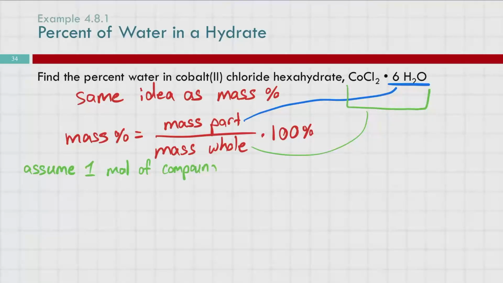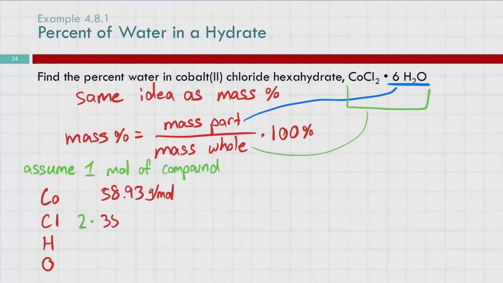These are a little bit more involved because when we're calculating the molar mass, we have to remember to include the 6 waters. The chemicals that we have in this compound are cobalt, chlorine, hydrogen, and oxygen. For our cobalt, we just have one of them, and the molar mass is 58.93 grams per mole. For our chlorine, we have 2 chlorines, so we're going to multiply that by the 35.45 grams per mole for chlorine.